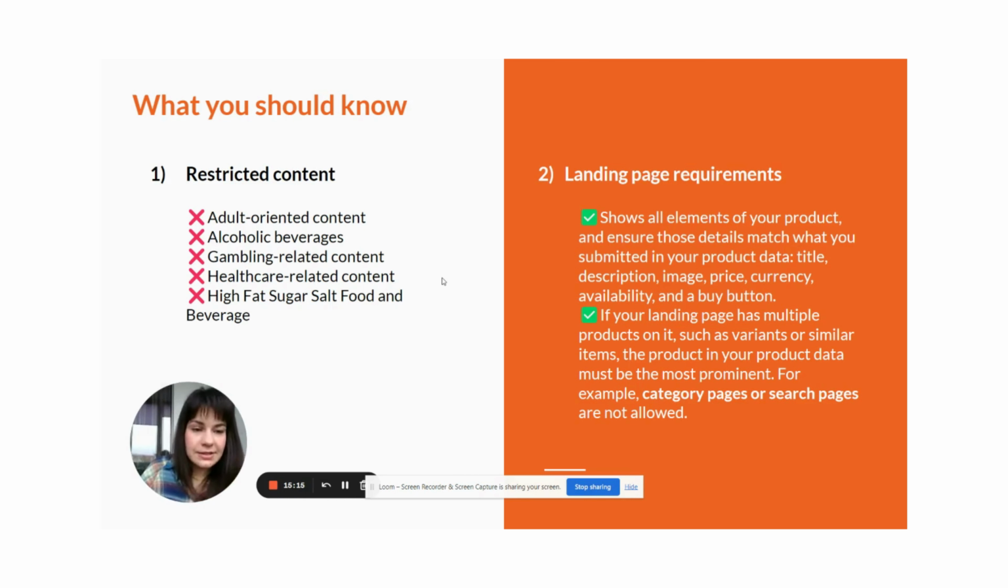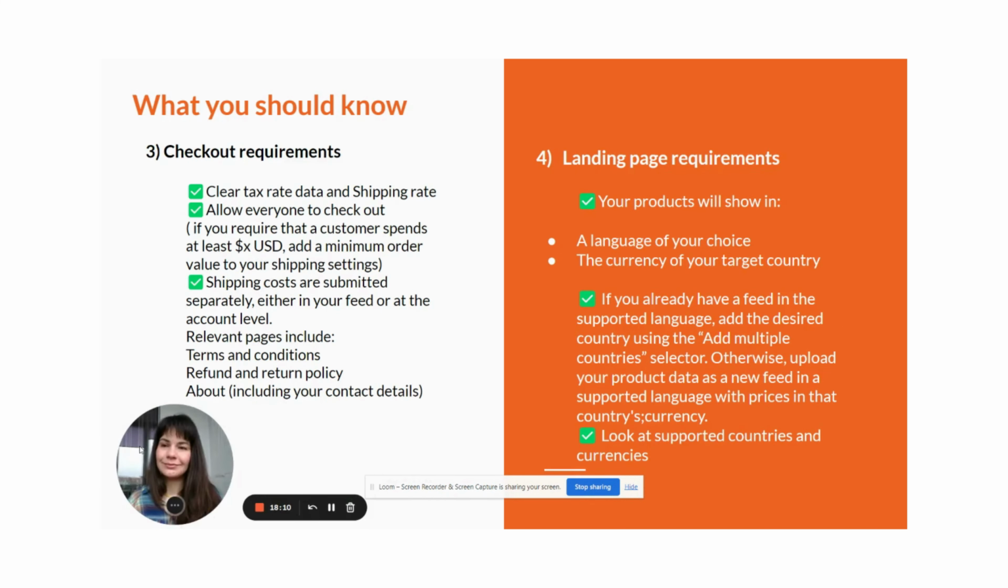And also, the second point is that category pages, for instance, are not allowed. So what you should submit in your feed are only items, your products, actually, not categories or subcategories or the homepage or something else, only products.